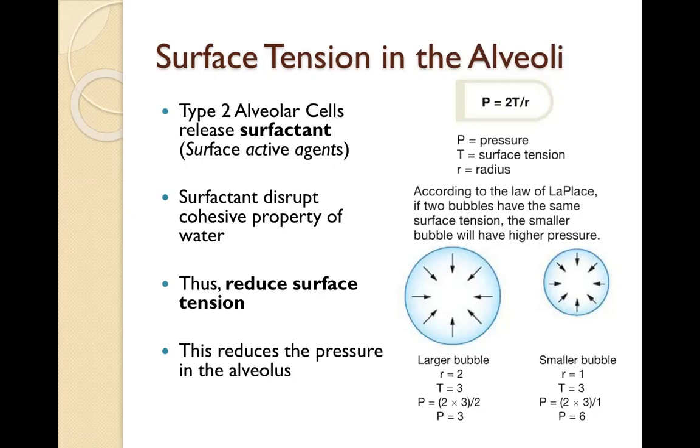And what surfactant does is it disrupts the cohesive property of water and will effectively reduce the surface tension within the alveoli. And if it reduces the surface tension within the alveoli, you will reduce the pressure within the alveoli. And the surfactant ensures that all of the alveoli will have a similar pressure.